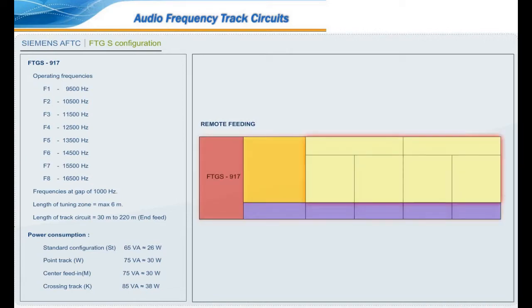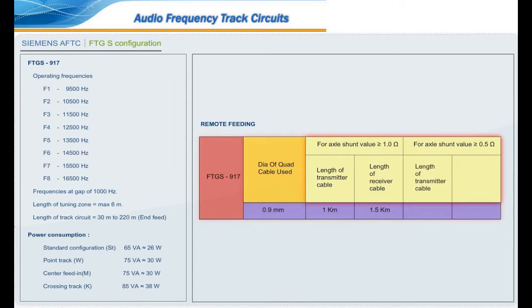Remote feeding FTGS 917. Diameter of quad cable used is 0.9 millimeter. For axle shunt, value is greater than or equal to 1.0 ohm: length of transmitter cable is 1 kilometer, length of receiver cable is 1.5 kilometer. For axle shunt, value greater than or equal to 0.5 ohm: length of transmitter cable is 1.4 kilometer, length of receiver cable is 1.5 kilometer.